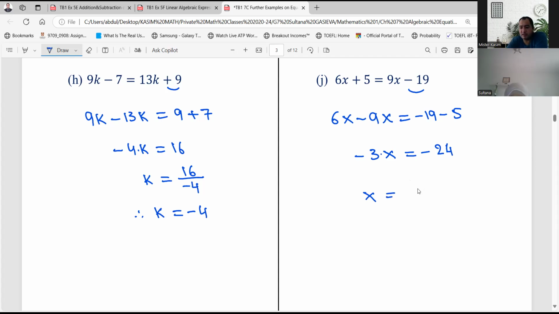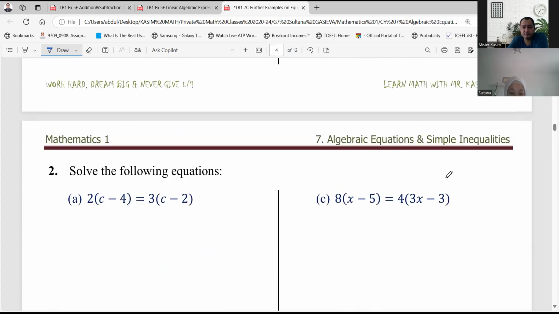So x equals, now you are using the property of division, dividing both sides by negative 3. Negative 24 over negative 3. What is x? x equals 8. That's it, Sultana.